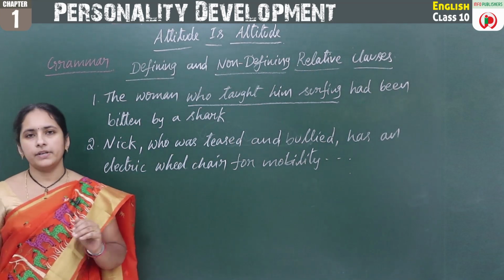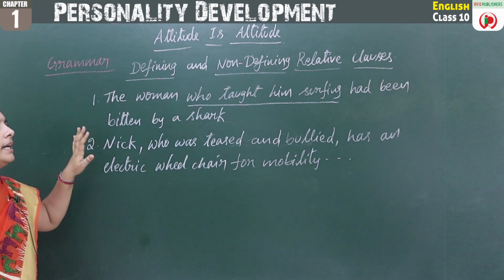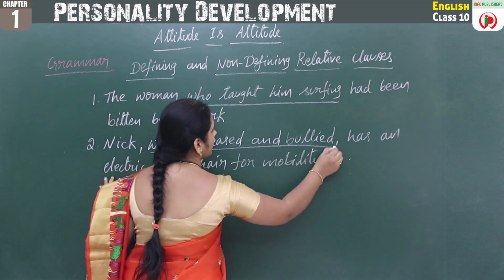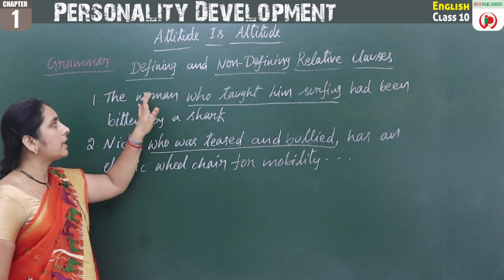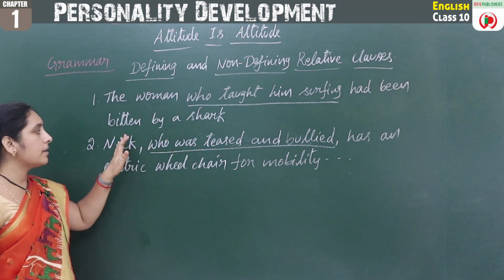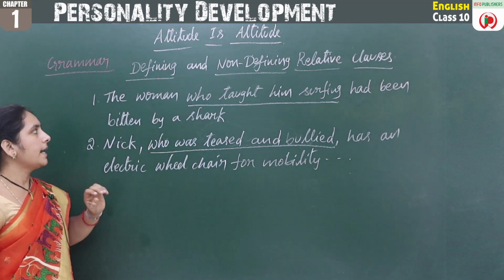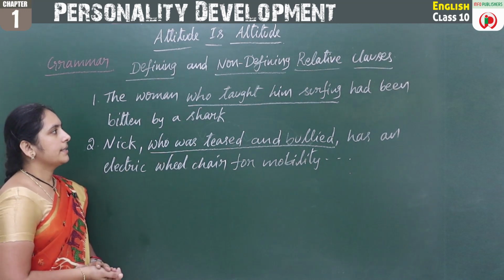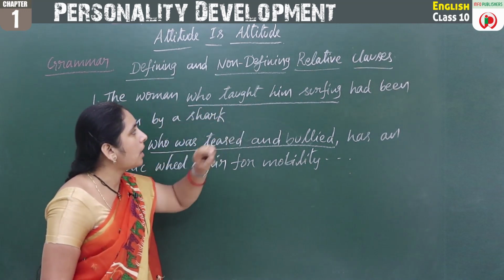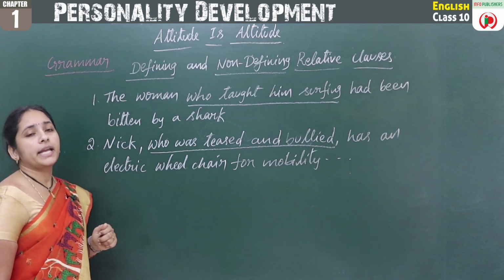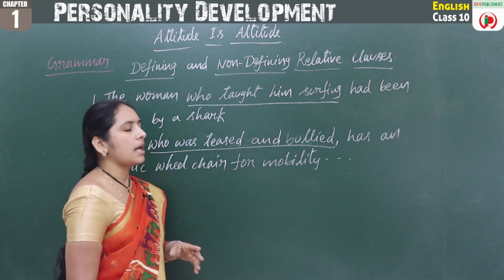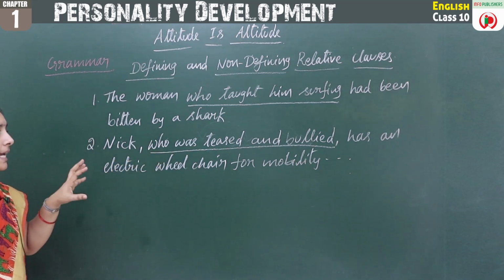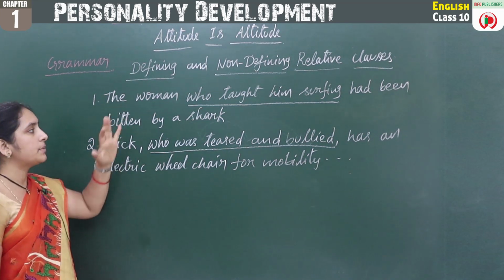So what to do with this? First one, see this. Here, defining and non-defining relative clause. If we take it, this is a relative clause, and this is also a relative clause, telling about this person, right? So in these two sentences, if you observe, there are slight changes. What are these? Here, the woman who taught him surfing had been bitten by a shark. Almost looking the same, but here we got commas. So by getting the commas, how does the meaning change? I'll tell you with the same sentence also.